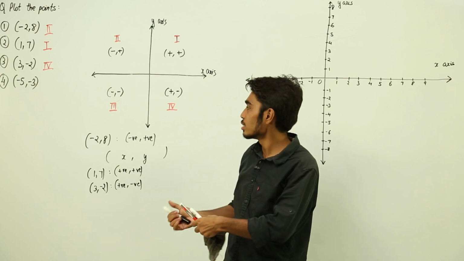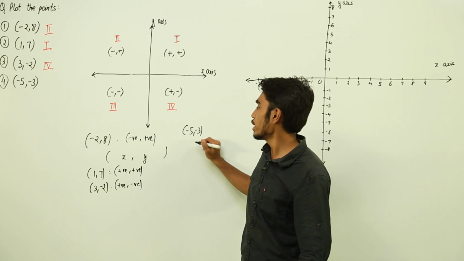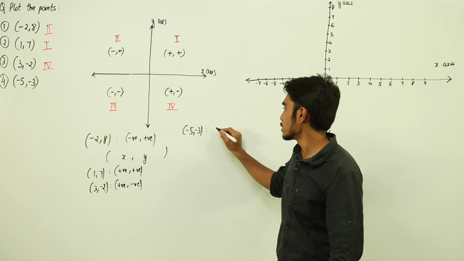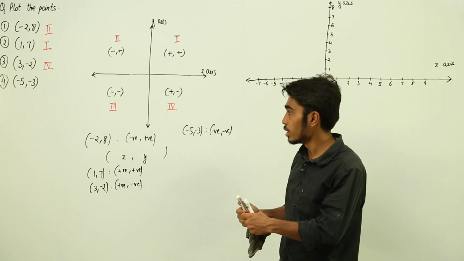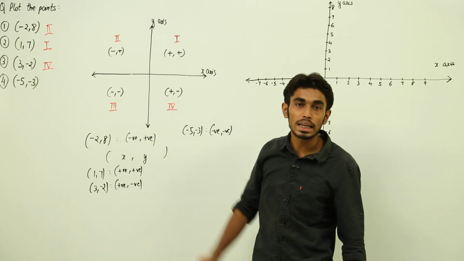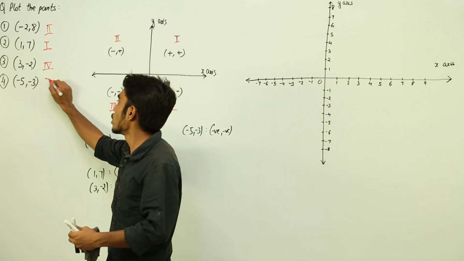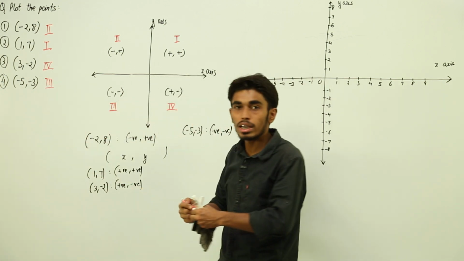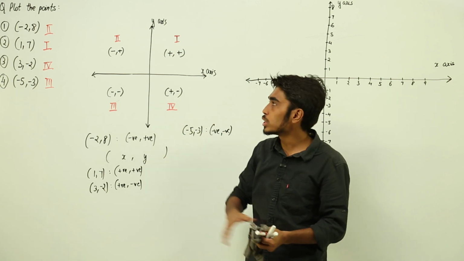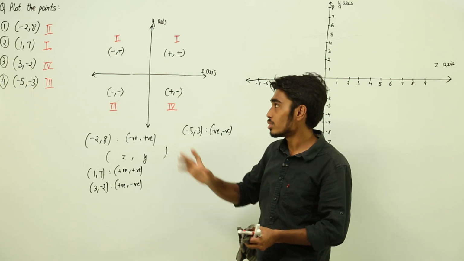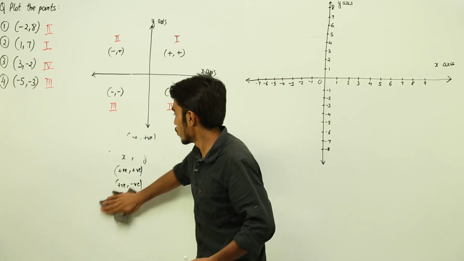Similarly, doing the last coordinate, that is -5, -3, right? -5, -3 can be written as negative, negative. We can see from this diagram that negative, negative belongs to the third quadrant. So I can say that this point will lie in the third quadrant, right? So before even plotting the points, we have found out in which quadrant the points will lie. So let us start plotting the points and see whether we have done it correctly or not, right?